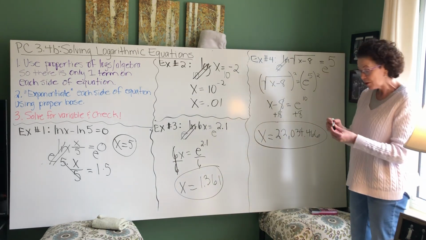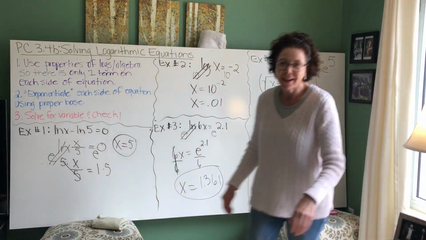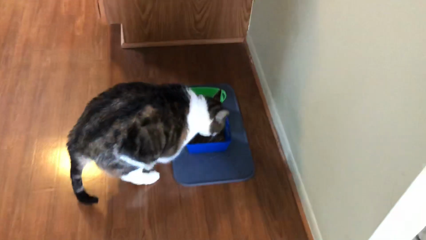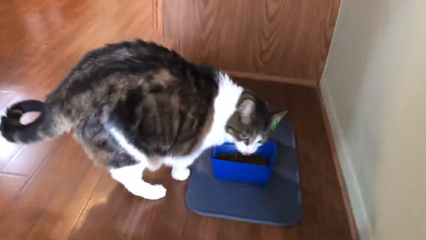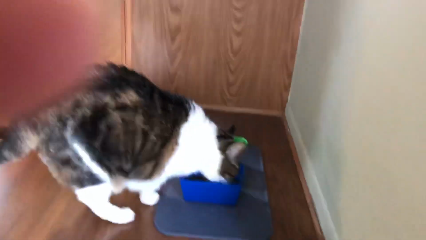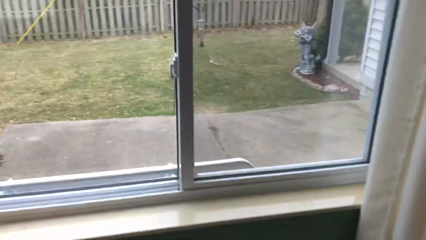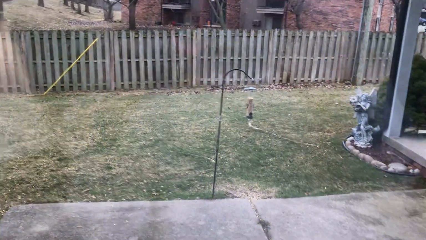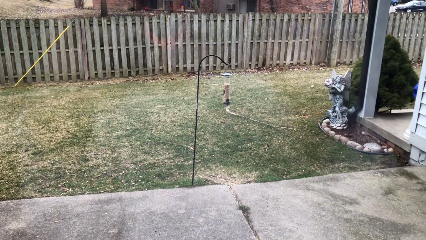Let's go find out where Kitty is now. I think I hear her eating her food. Let's go see. There she is. You can tell she eats a lot of food. Hi, Princess. Hi there. Let's just take you downstairs. Let's look outside. We have a bird feeder. That is for the cat to watch the birds.